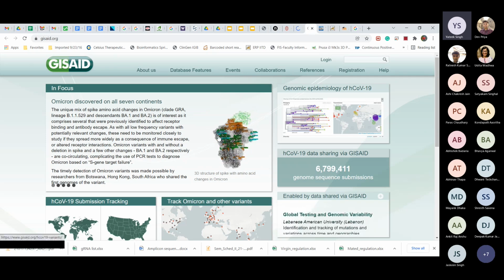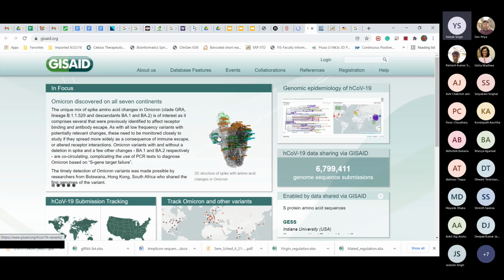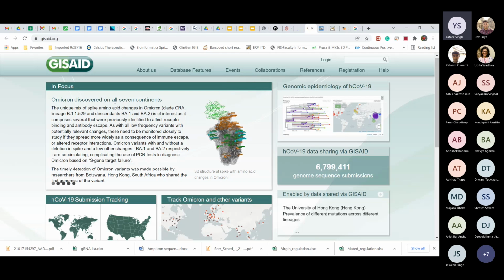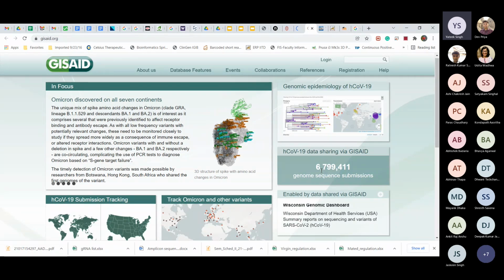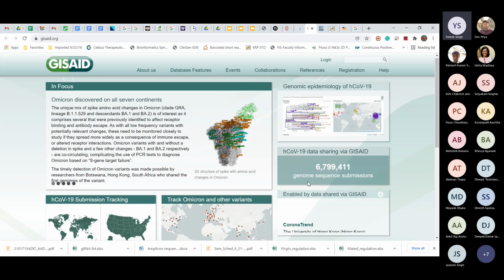So similarly, another one, which is slightly more updated, which is away from the US, but I think this one is based out of UK. So this is called GISAID. And here you can see the sequencing. They have about 6.7 million genome sequence submissions. So these many different genomes have been submitted, right?